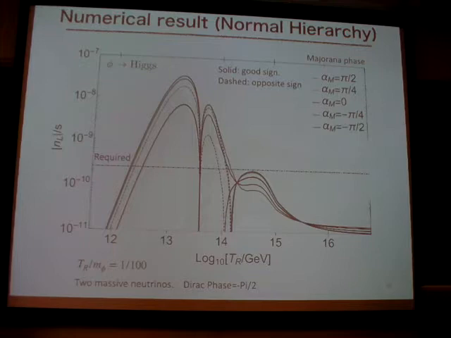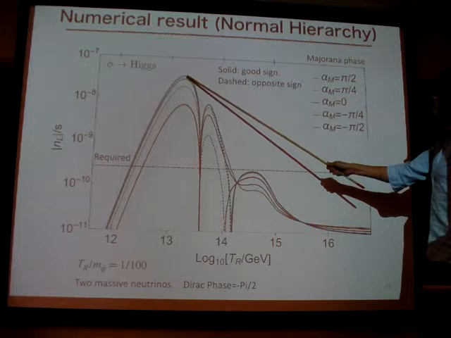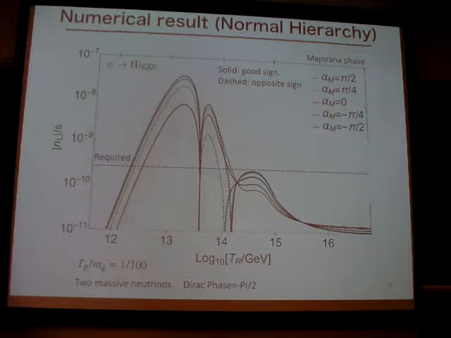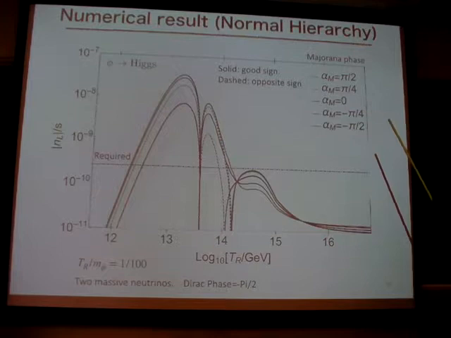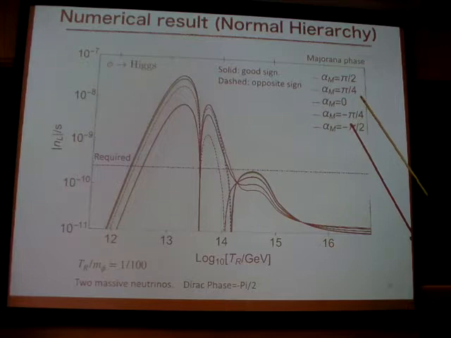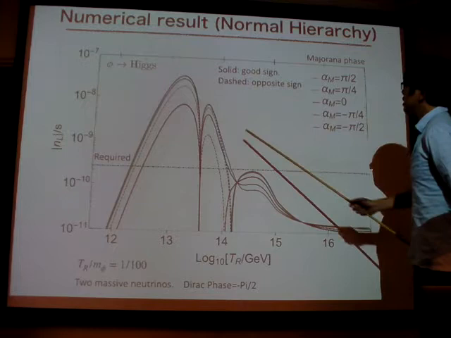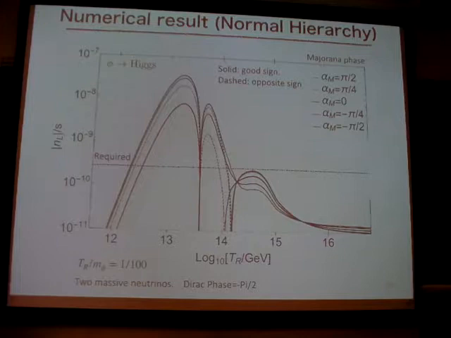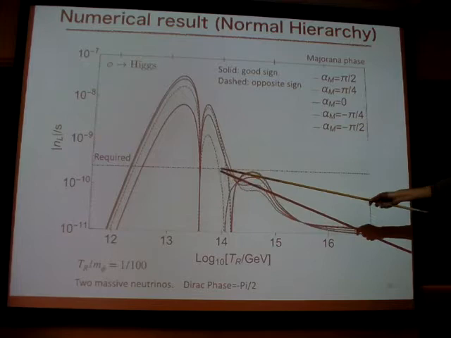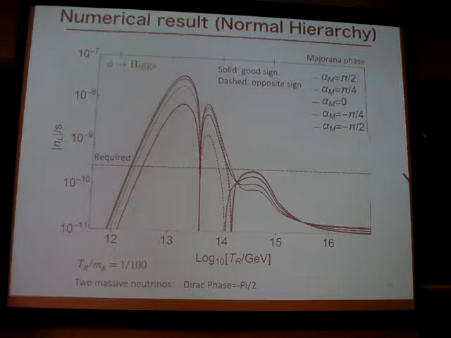We also have two kinds of lines. The solid line represents that the asymmetry has the good sign, which means that the converted baryon asymmetry is consistent with our universe, namely baryon dominates over anti-baryon. On the other hand, on the dashed line, the anti-baryon dominates, so it is not consistent with our universe. From this figure, we can find that for certain heating temperatures, for example here, here or here, with a certain Majorana phase, the amount and the sign of the asymmetry of the whole universe can be explained.